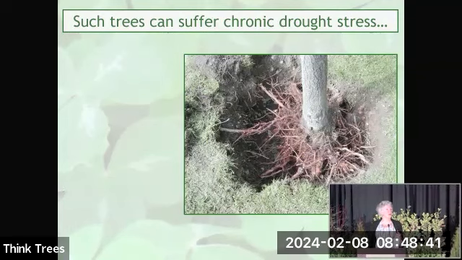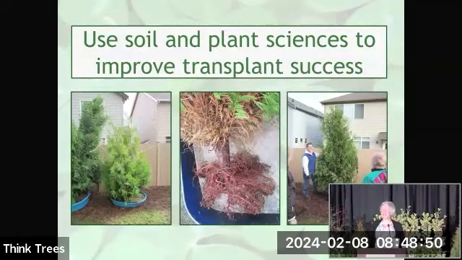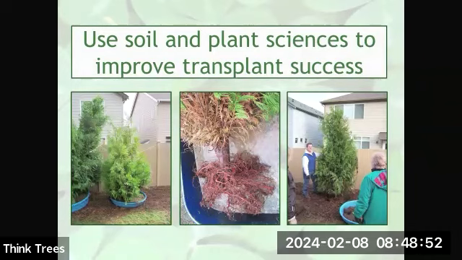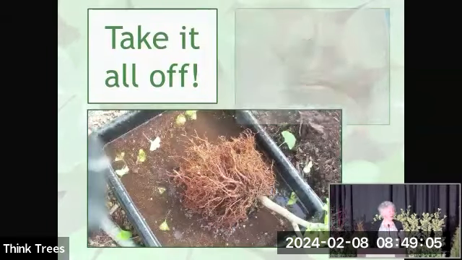And so you just have this chronic problem every single year. Again, completely avoidable had it been planted at grade. So what I propose and recommend strongly, based on research, is that we want to use what we know about plant sciences, what we know about soil sciences, and do something to improve transplant success. And so I call this "take it all off."